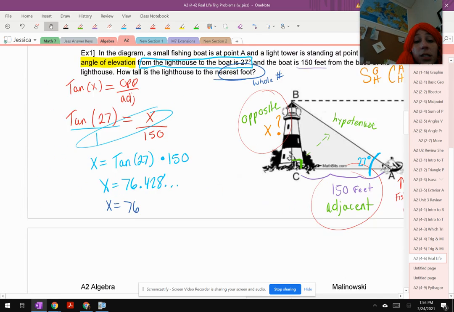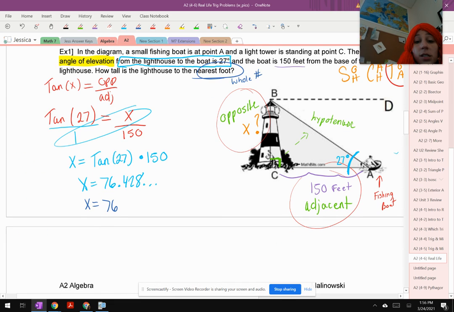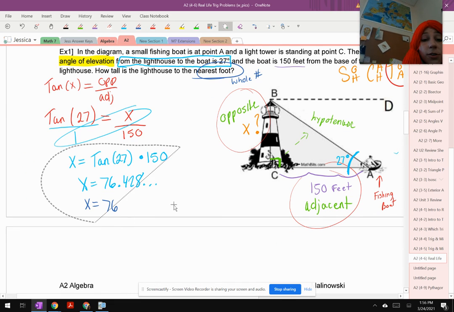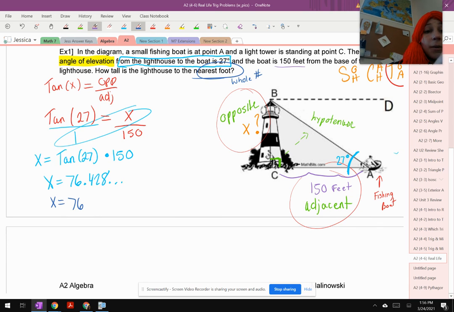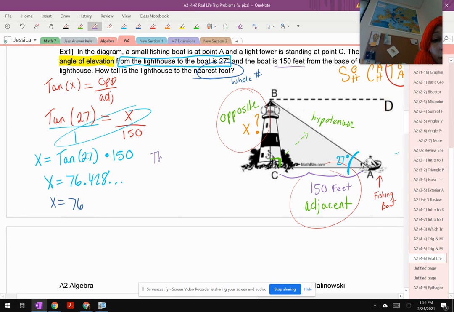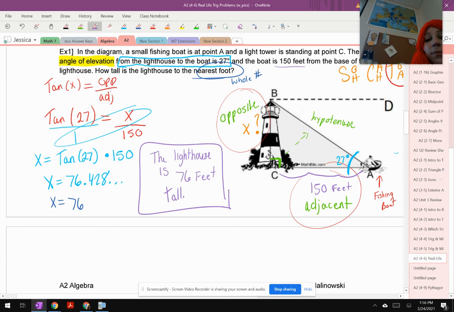So I'm going to answer sentence this. I don't really space things out very nicely. I'm going to scooch that over. Now I'm going to answer sentence this right here. So the lighthouse is 76 feet tall. Boom. Donezo.